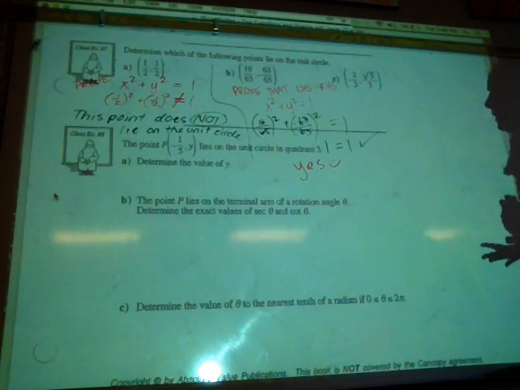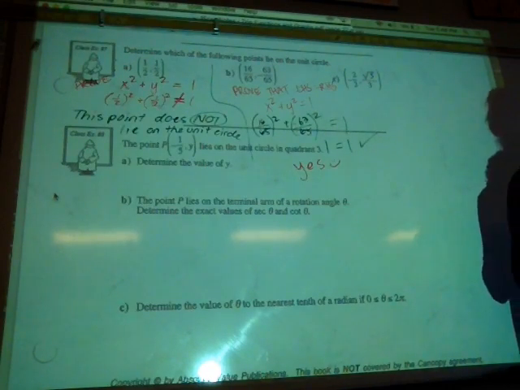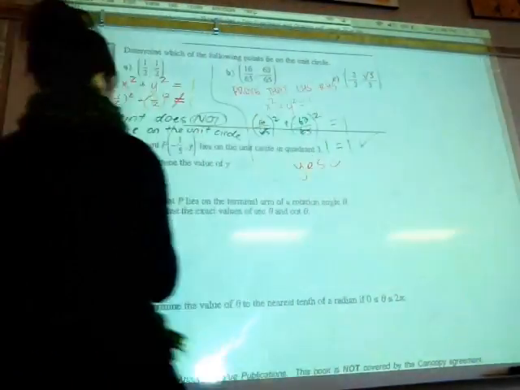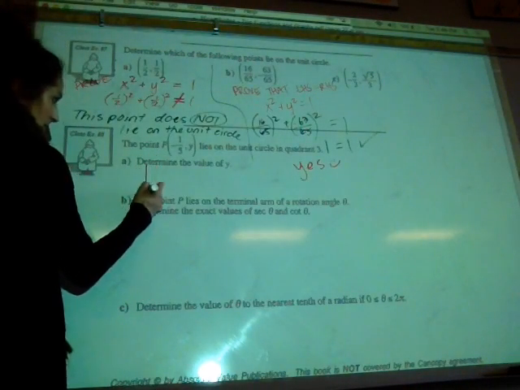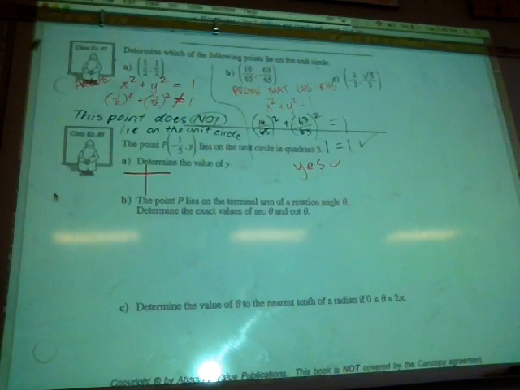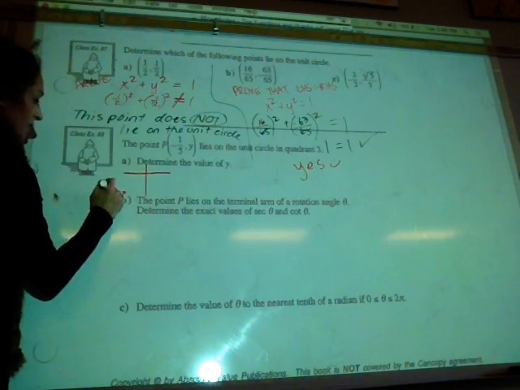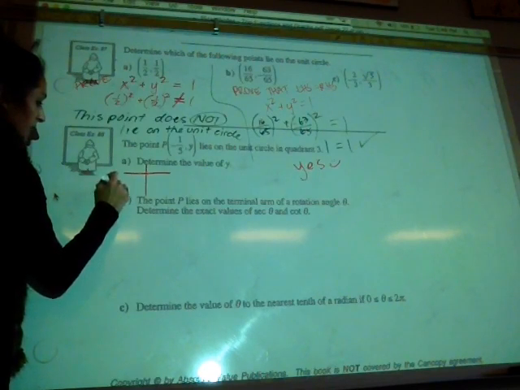Alright, next question. The point P, negative 1 over 5 and y, lies on the unit circle in quadrant 3. We need to find the value of y. So let's draw a picture. Okay, it's in quadrant 3, so I'll give my quadrant 3 a little more room. We have the point negative 1/5 and y.